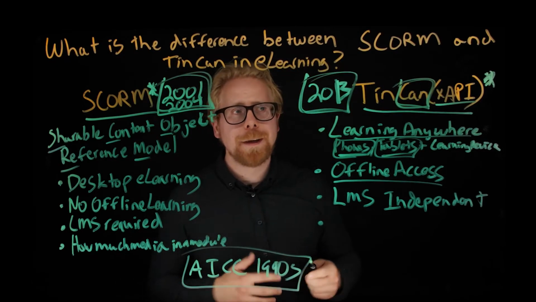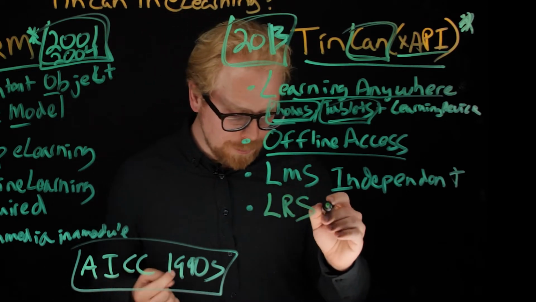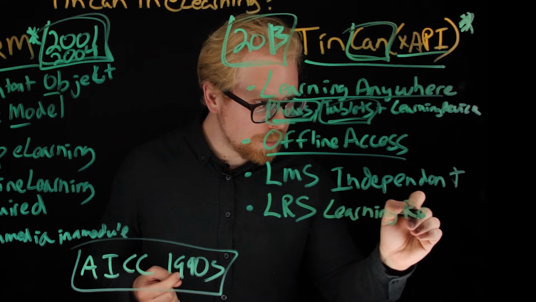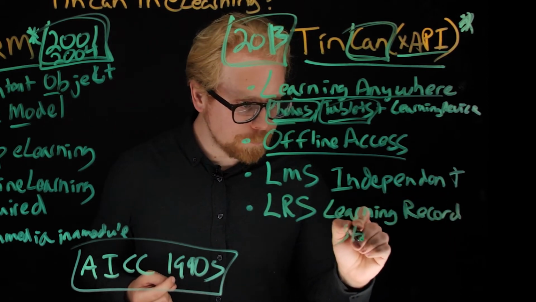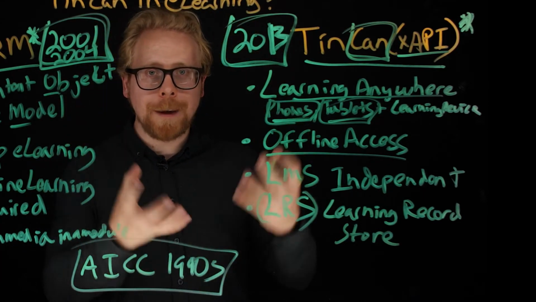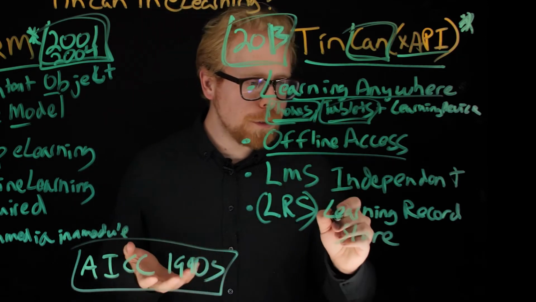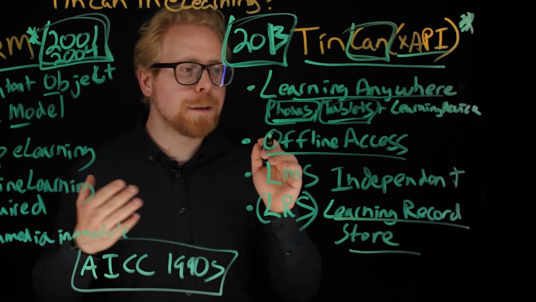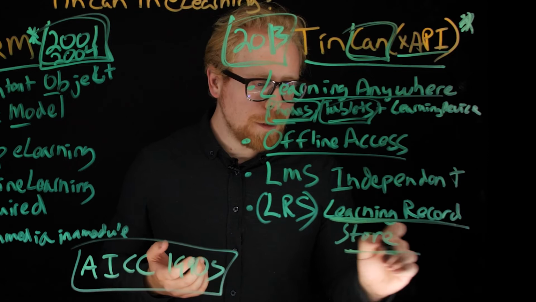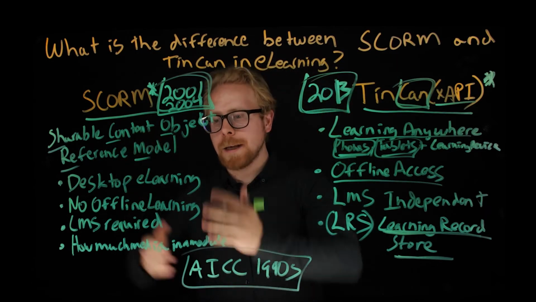So the last point is Tin Can uses something called LRS, which means Learning Record Store. And what this is, Tin Can automatically is storing the data of your learners interacting with the course to something called the Learning Record Store, just automatically. That's why it doesn't need an LMS. That's why it's LMS independent, is because of the LRS component. So that's Tin Can, that's SCORM.